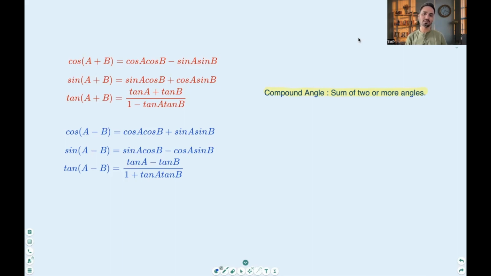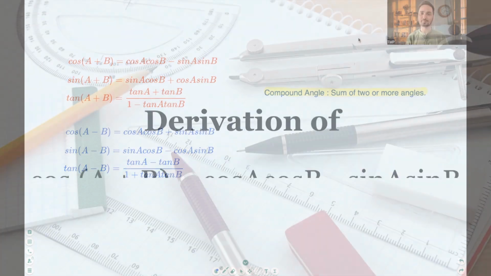So today we will discuss how to get the formulae cos(A plus B), sin(A plus B), tan(A plus B), cos(A minus B), sin(A minus B), and tan(A minus B). So let's get started without wasting much time.